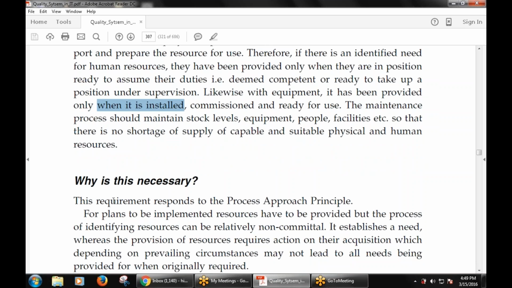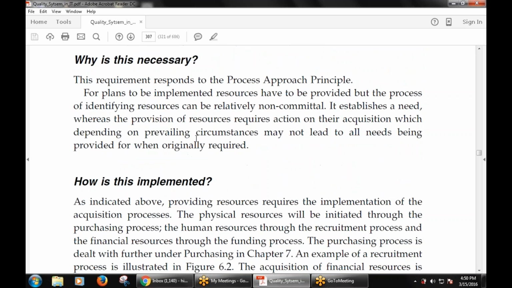Now, what does this mean, or why is it so necessary? This responds to the process approach principle, for the plans that are to be implemented and the resources that have been provided. The process of identifying resources can be relatively non-committal; it establishes a need, whereas the provision of resources requires action on their acquisition. The action required depends on the circumstances.